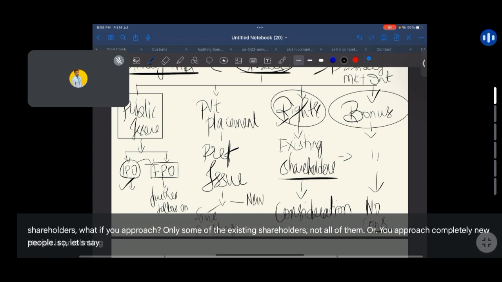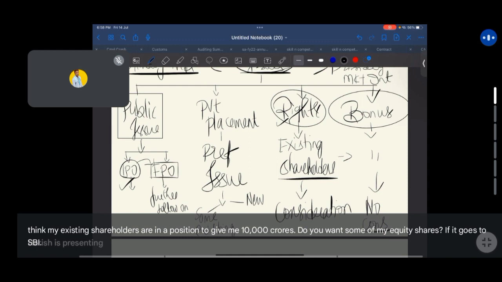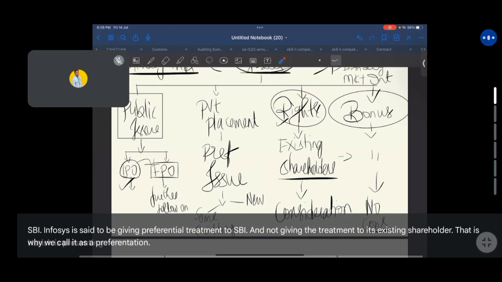So let's say Infosys goes to State Bank of India and says, you know what, I need 10,000 crores urgently and I don't think my existing shareholders are in a position to give me 10,000 crores. Do you want some of my equity shares? If it goes to SBI, Infosys is said to be giving preferential treatment to SBI and not giving that treatment to its existing shareholders. That is why we call it a preferential issue.